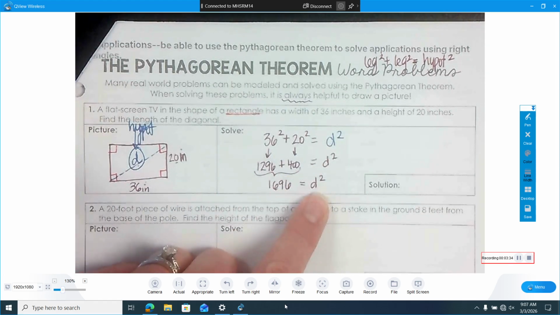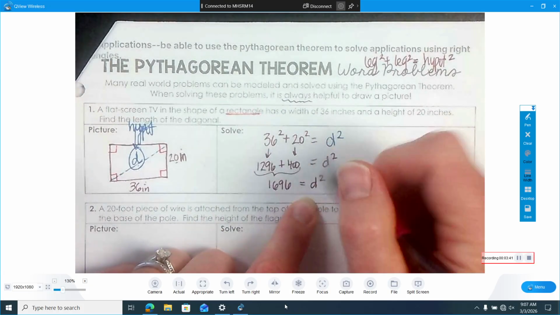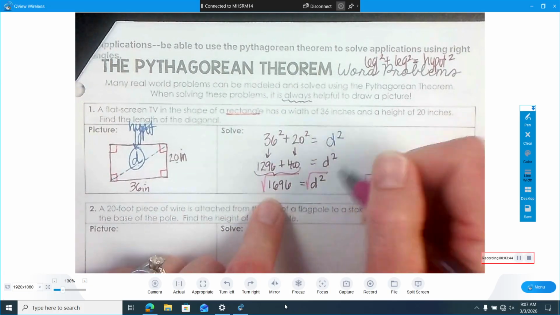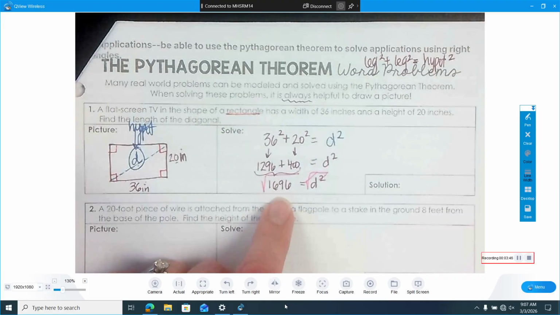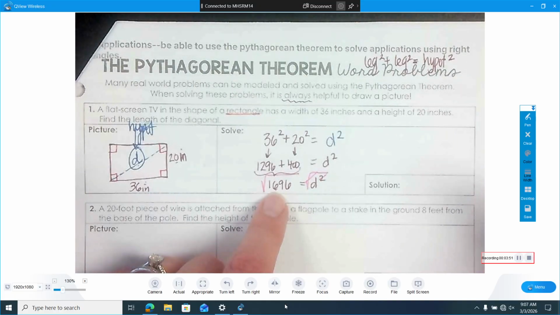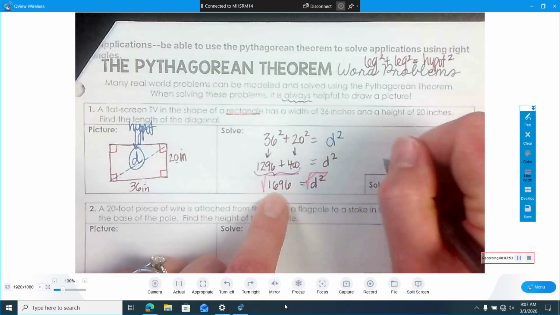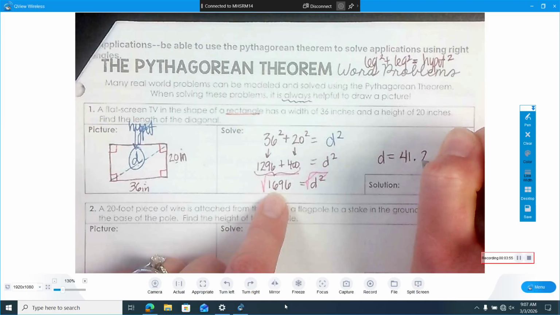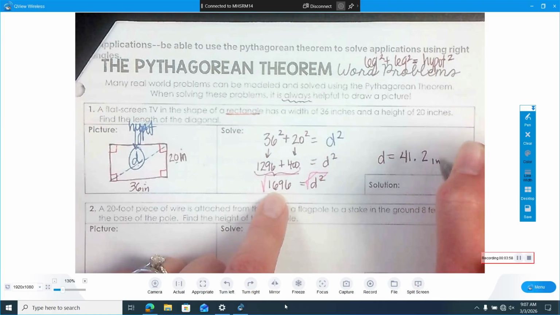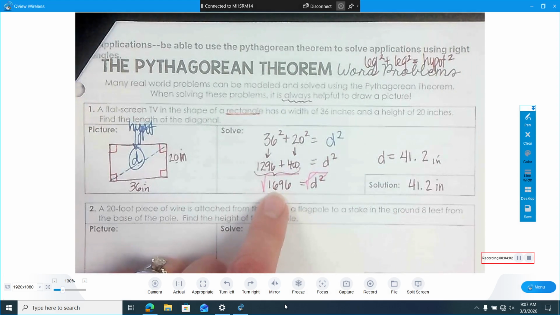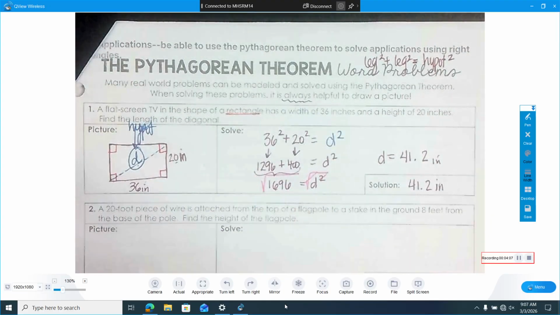And then how do we get D by itself? Square root. Yeah, we're going to square root both sides. So D, square root and square cancel out. And so what do we get? What is the square root of 1696? Yeah, D equals 41.2 inches. All right, great. So same thing we did yesterday with the Pythagorean theorem.